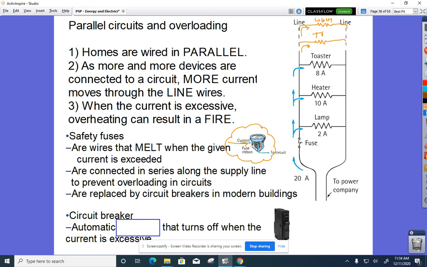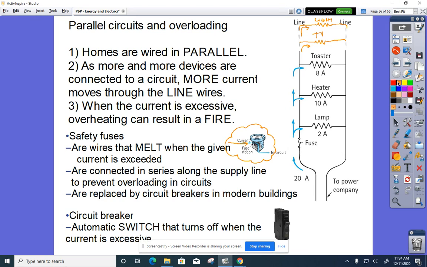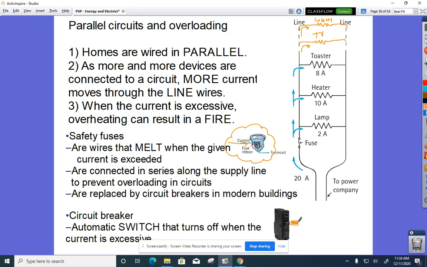So a circuit breaker is an automatic switch that turns off when the current is excessive. It looks something like this here. If you've ever seen one of these things, often they're in a lighting panel in the basement of homes or something. You'll see a little orange tab on here that, when that breaker trips, shows that that circuit has exceeded the maximum allowable current, and then you just go through and reset that.